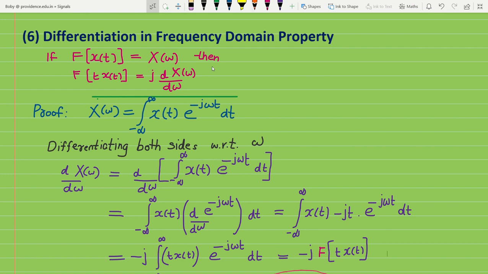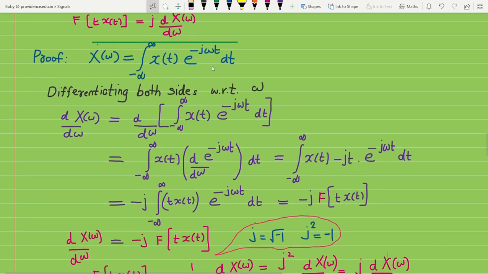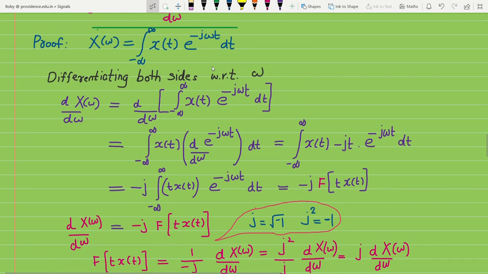So we all know X of omega, that is the Fourier transform of x of t, is defined as integral minus infinity to infinity x of t e power minus j omega t dt. Now let us differentiate both sides with respect to omega. So on the left hand side, d by d omega of X of omega is equal to, on the right hand side, d by d omega of the given function.